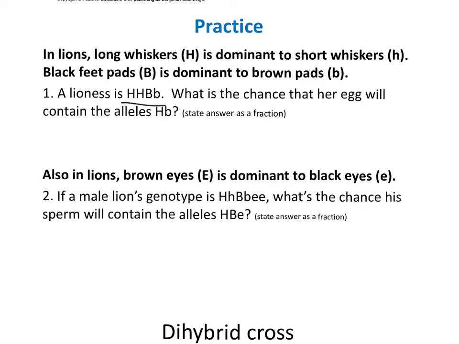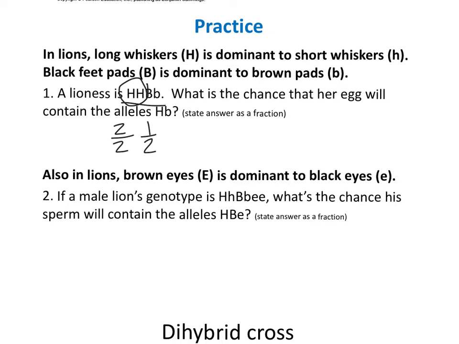I'm first going to look at big H. What is the chance of her passing on big H? Well, she only has big H, so 2 out of the 2 alleles that she passes on will be big H. What is the chance of her passing on little b? Well, she's got a 50-50 chance because she could pass on big B or she could pass on little b. So she has a 1 out of 2 chance that she will pass on little b.